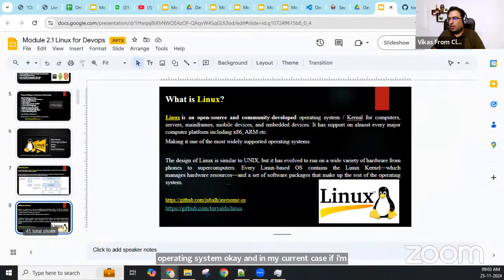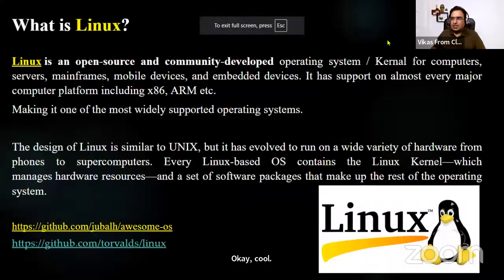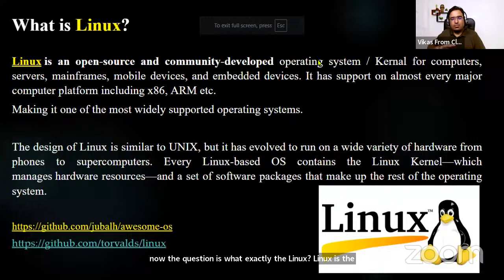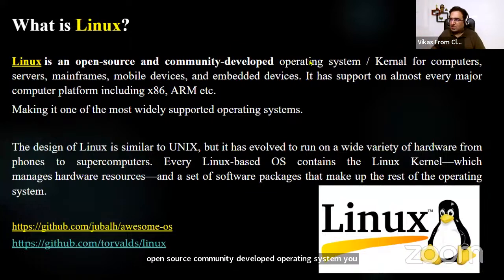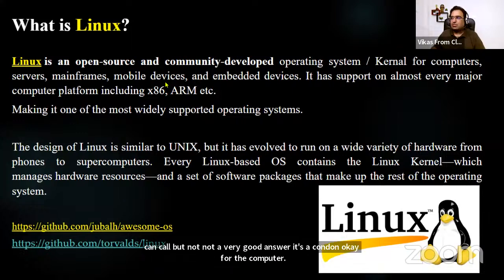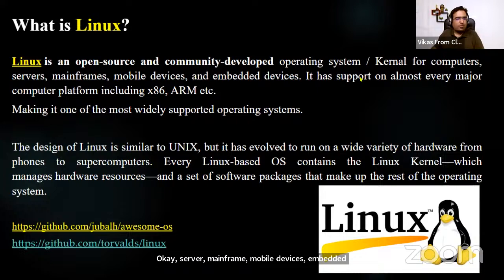Cool. Now the question is, what exactly is Linux? Linux is an open source, community developed operating system. You can call it that, but it's not a very good answer. It's a kernel for the computer, server, mainframe, mobile devices, embedded operating systems. It supports almost all major platforms, including x86, 64-bit or ARM processors as well. Linux is designed very similar to Unix. It's widely used from phones to supercomputers as well. It will look like Unix, very similar to Unix, but it is different.